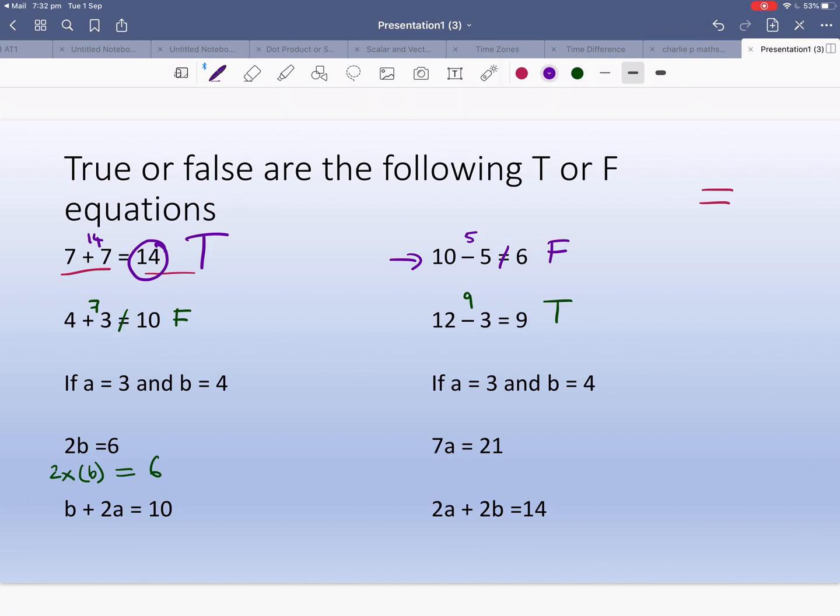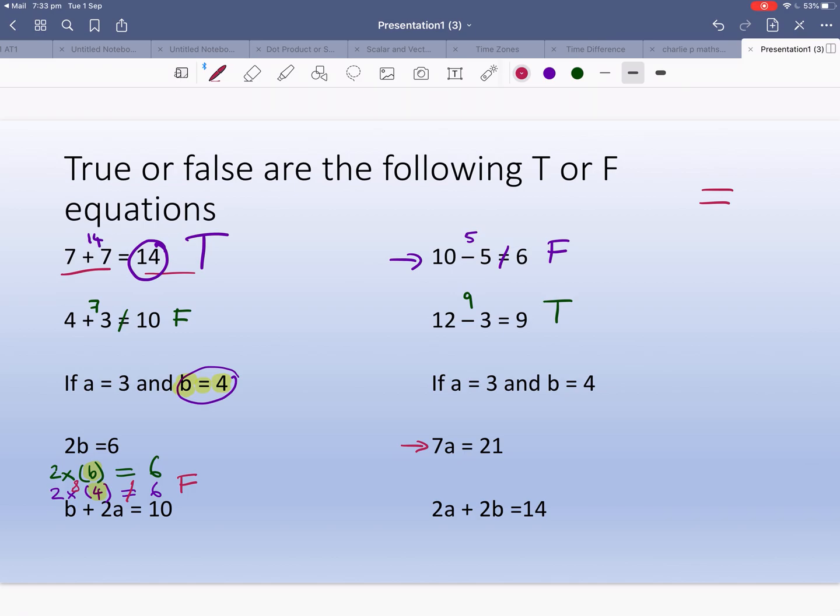Now there's information here. It tells me that b is 4. So instead of the b, I can put a 4. So I'm going to go 2 times, instead of the b, I can put a 4. And the reason for that is that b equals 4. So b is the same as 4. Now 2 times 4, does it equal 6? No, I think it equals 8. So that does not equal, so it's false. Okay. Let's look at this next one over here.